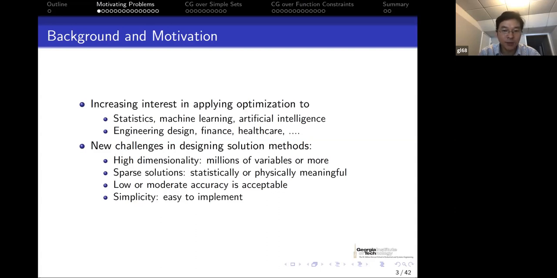I will illustrate this in applications. Lastly, practitioners don't want to just call a black box to solve the problem. They would like to see inside the solution methods so that they can implement those algorithms. They can tune some parameters for the algorithms to fit their need. So that requires us to design simple optimization algorithms rather than very complicated ones. Those are a few challenges that I can see, as we can illustrate from the following applications.